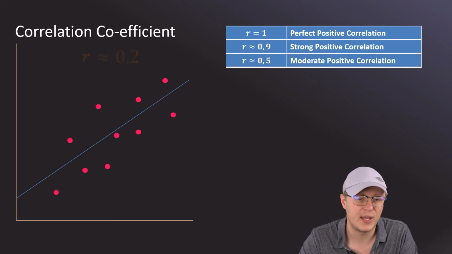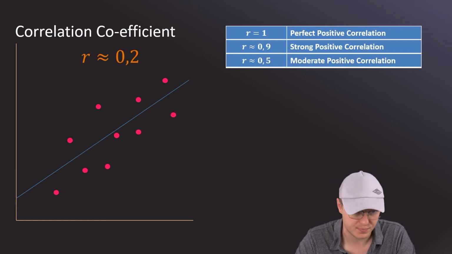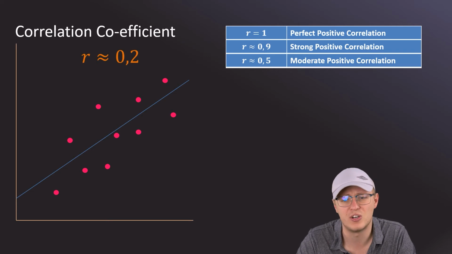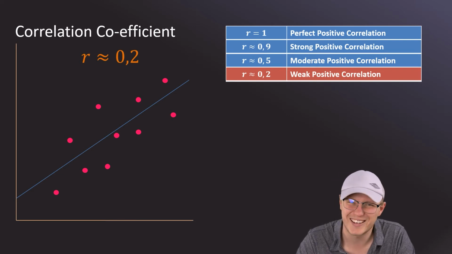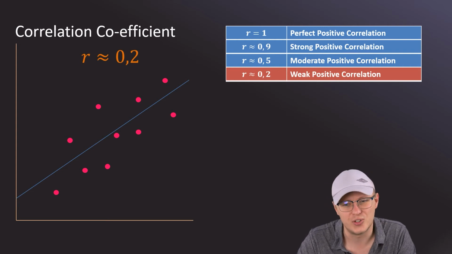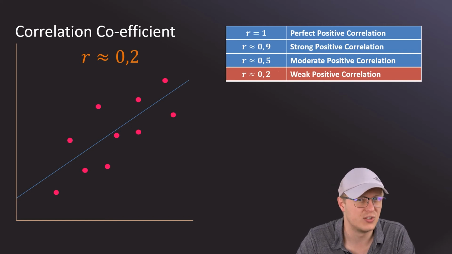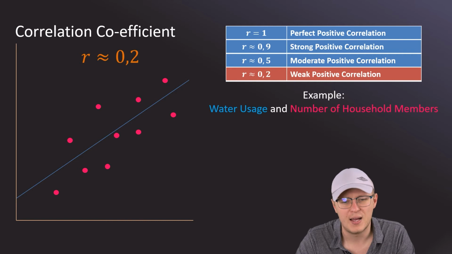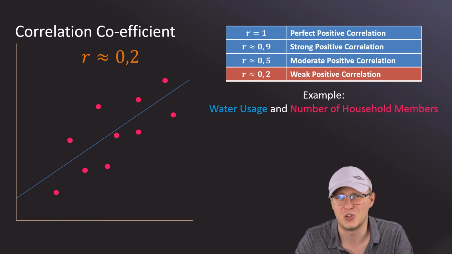Then, if we have points that are even further from that line, that might then be a correlation coefficient of about 0.2, and that would be a weak positive correlation. Now, a weak positive correlation is starting to say that actually these things aren't all that related. There's a bit of a trend, so, you know, as one thing increases, the other thing probably increases, but it's not certain, okay? And an example could be the water usage and the number of household members.